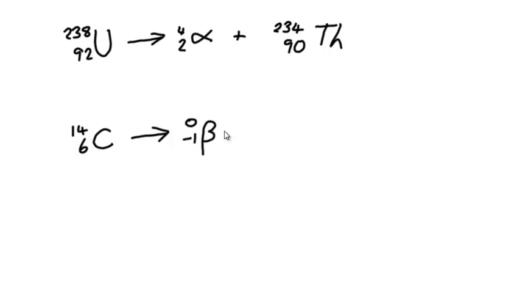So once again we must add up along the top. 14 is equal to 0 plus 14. So whatever isotope we're dealing with here will also have a mass of 14. And along the bottom, 6 equals -1 plus, now be careful here, 7. 7 plus -1 equals 6. So this adds up, and this will give us nitrogen.